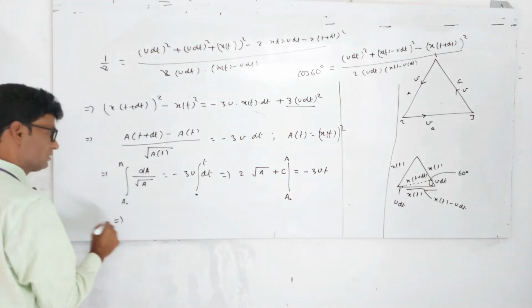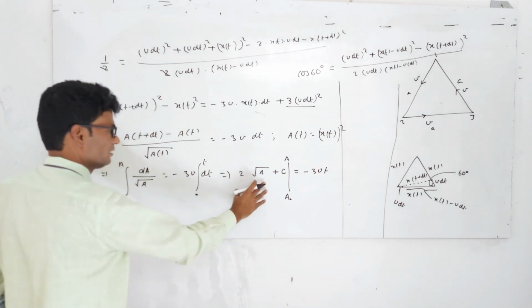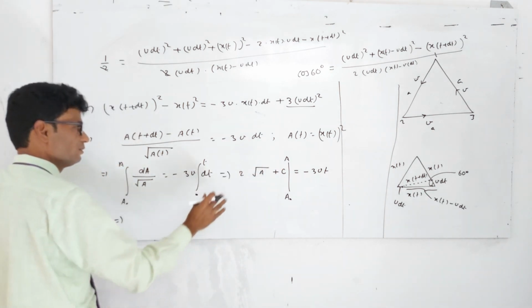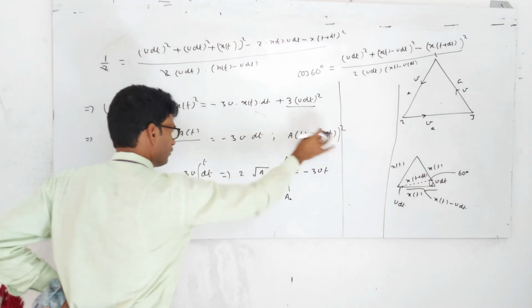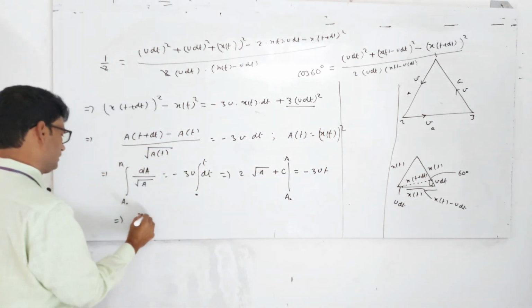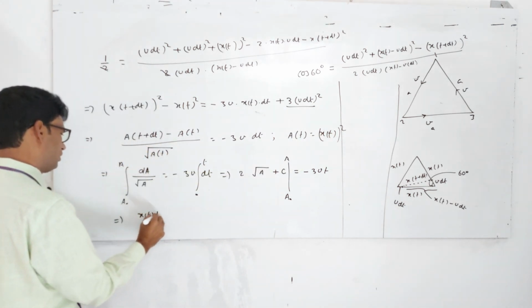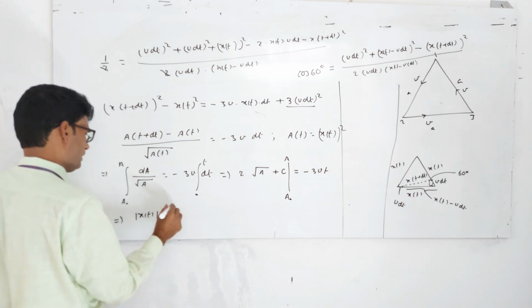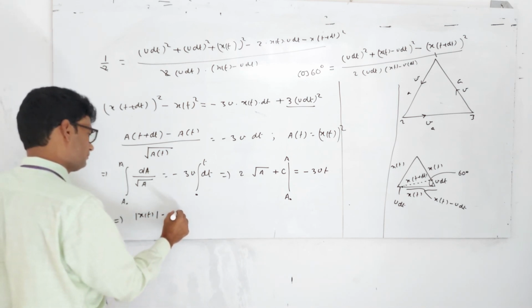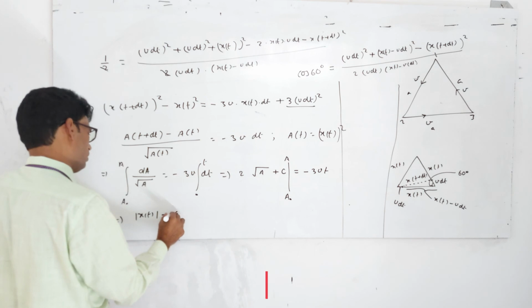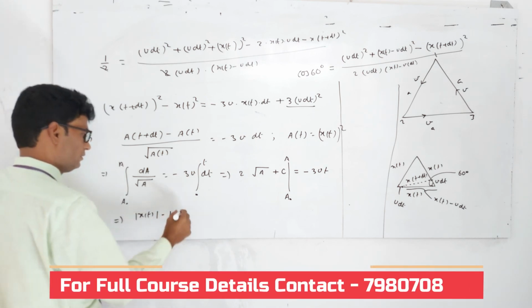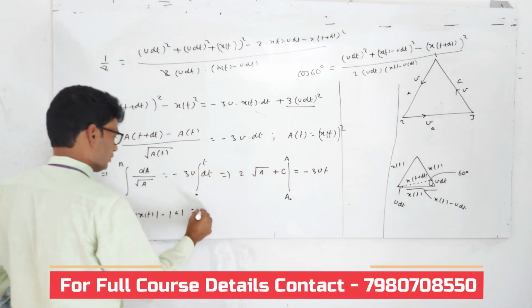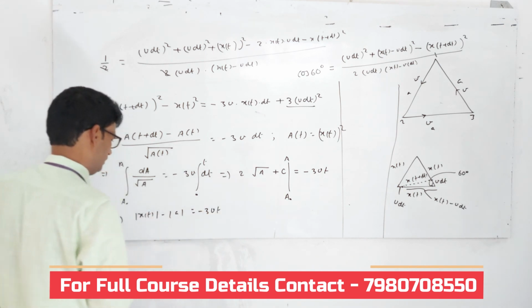So now this implies from here, put the upper limit there. So upper limit is what? Now put in this form here. So this is x of t mod minus a mod. C is cancelled out. This is equal to minus thrice v into t.